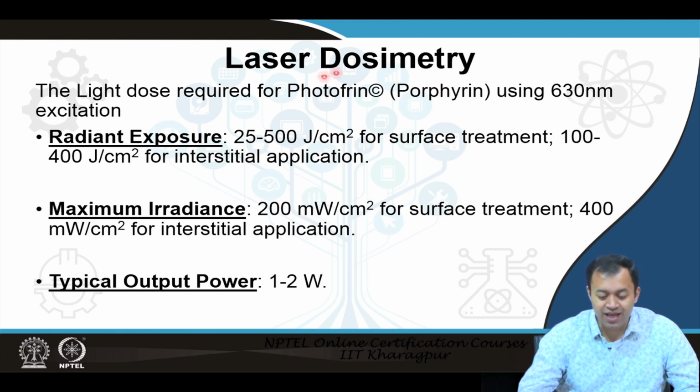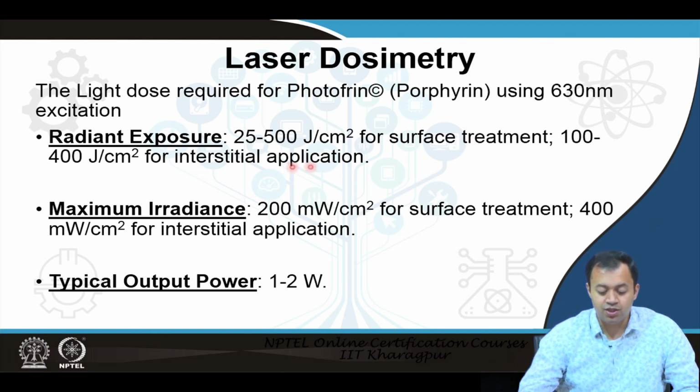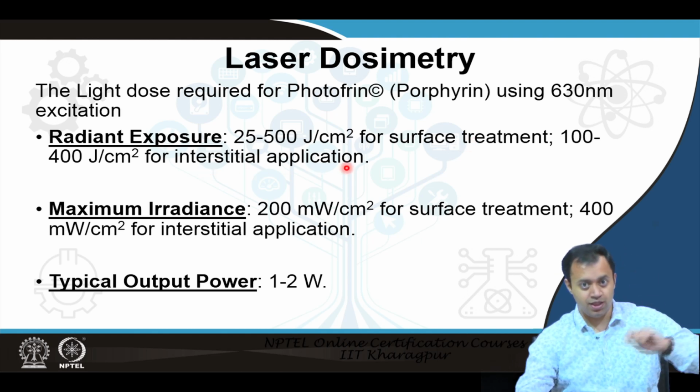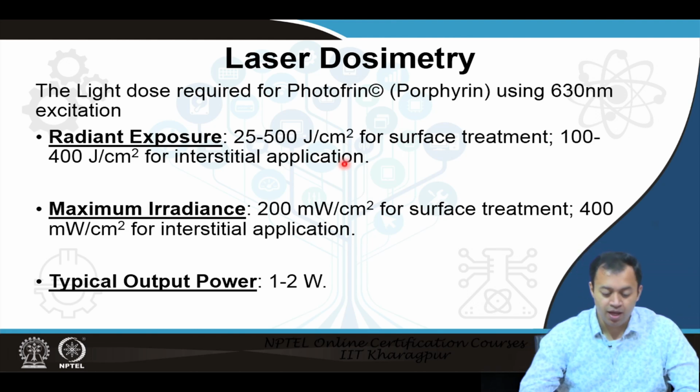Anyway, these are the actual doses that you use. A surface treatment means the target is on the outside surface, and an interstitial application means the cancer or targeted cell is inside the tissue. So these are the exposures you can use: 25 to 500 joules per centimeter squared for surface treatment, whereas 100 to 400 joules per centimeter squared for interstitial application.